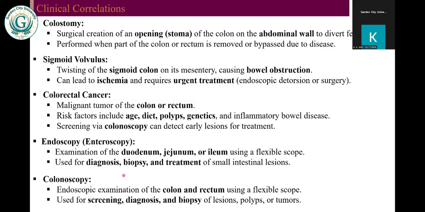So for the large intestines, you need to know the main parts of the large intestines, the main function of the large intestines, and then the sphincters of the anal canal, the external anal sphincter and the internal anal sphincter. Those ones you should know.